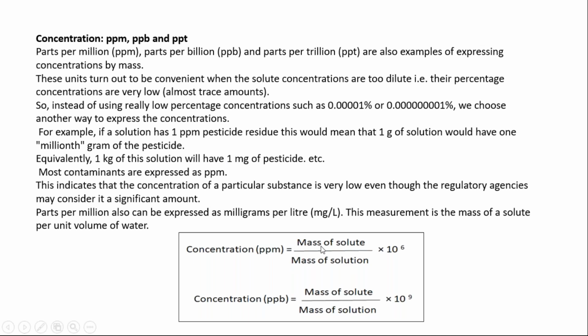So ppm is the mass of the solute divided by the mass of the solution into 10 to the power of 6. And here the ppb is the mass of the solute by the mass of the solution into 10 to the power of 9. So it is the same as micro. Milli is 10 to the power of 3, 10 to the power of 6 is micro, and 10 to the power of 9 is nano.